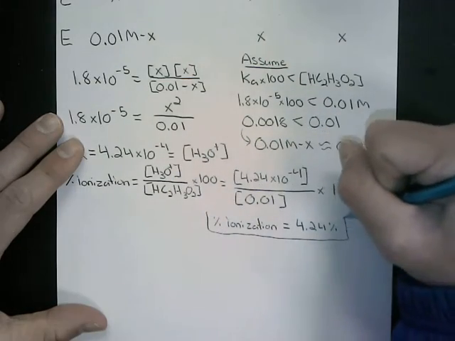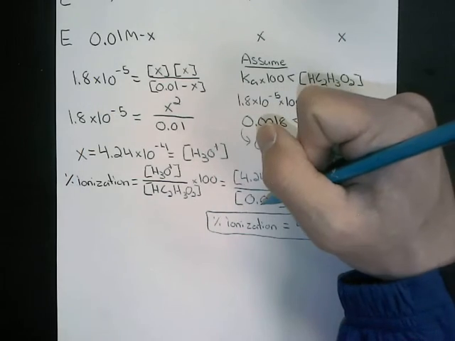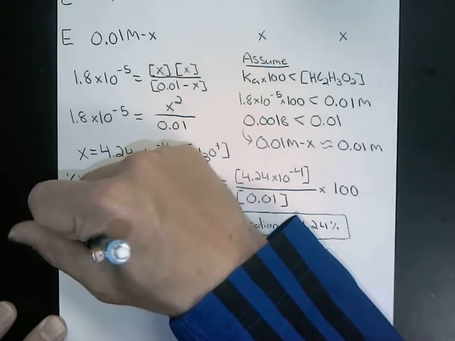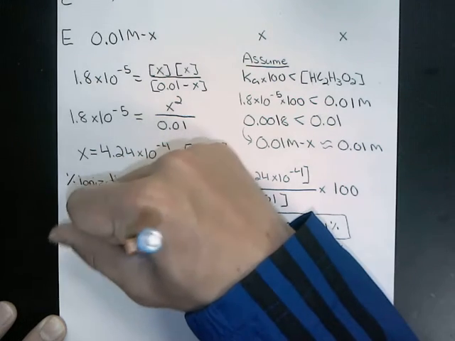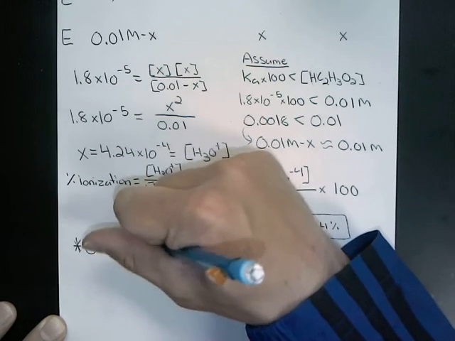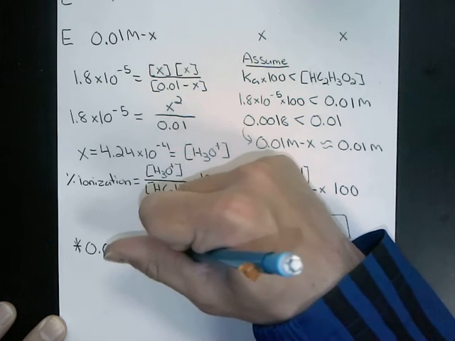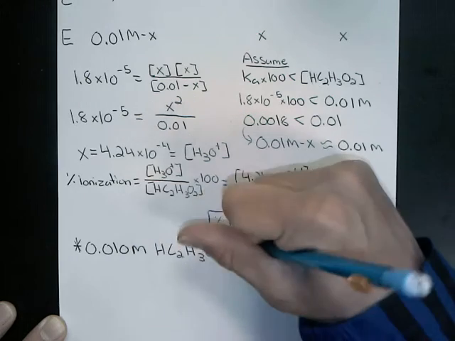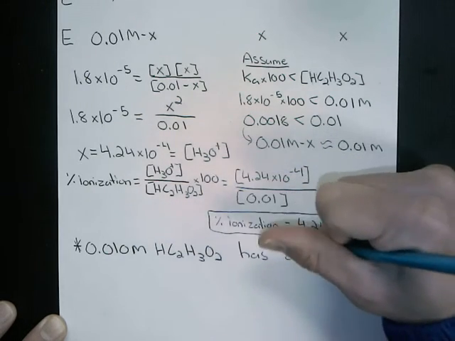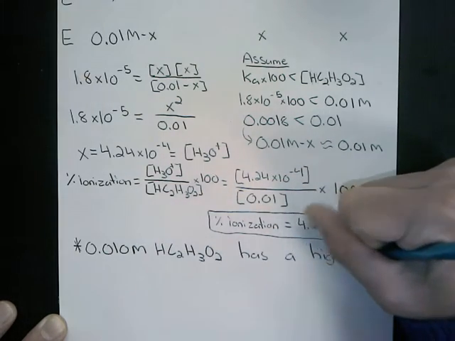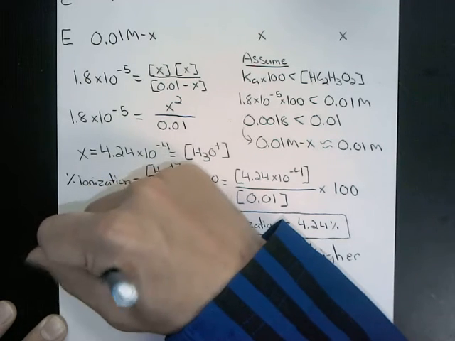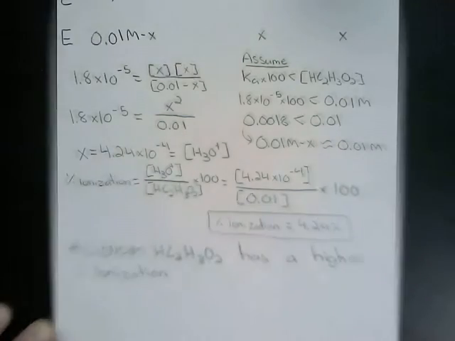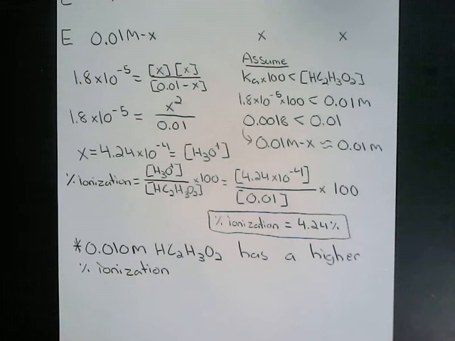Now, this means we can finally answer our question, and that is this. It said, hey, which of those solutions has a higher percent ionization? Well, the answer to that is our 0.010 molar solution of acetic acid has the higher percent ionization. And again, by going through those weak acid calculations, that's how we were able to prove that mathematically.